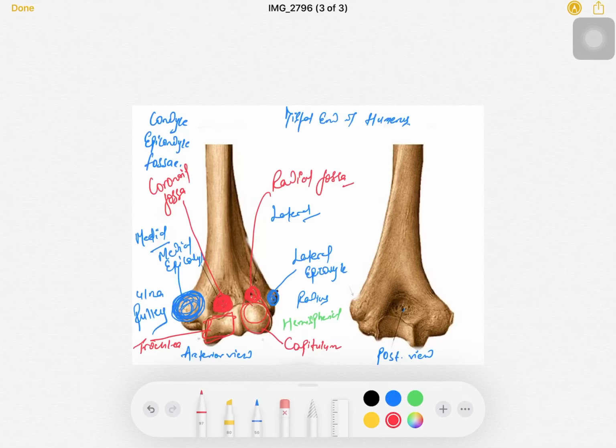Then we have another fossa, that is the olecranon fossa, which is present on the posterior view. This one is the trochlea here, posterior view, and this fossa is your olecranon fossa. I will write again. In the distal end of the humerus we have two epicondyles, then condyles, and then we have three fossae, right?